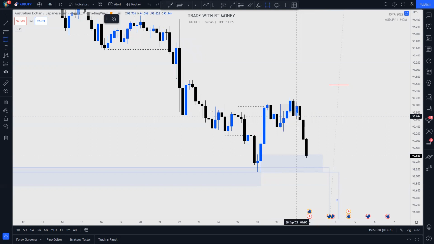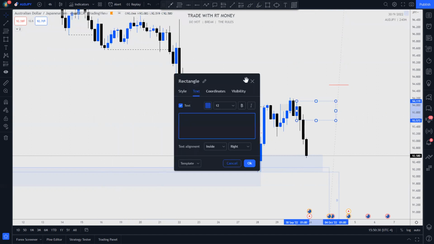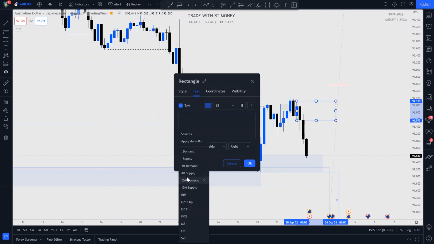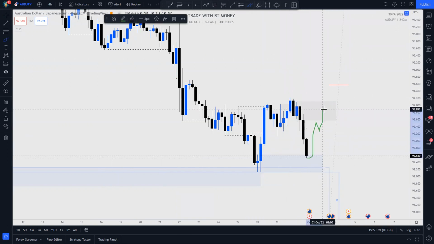We mark it like so. I like to take the whole range of the bullish candle in these instances. All right, that is supply. What I'd like to see is price come up here, react from this, and then break through.